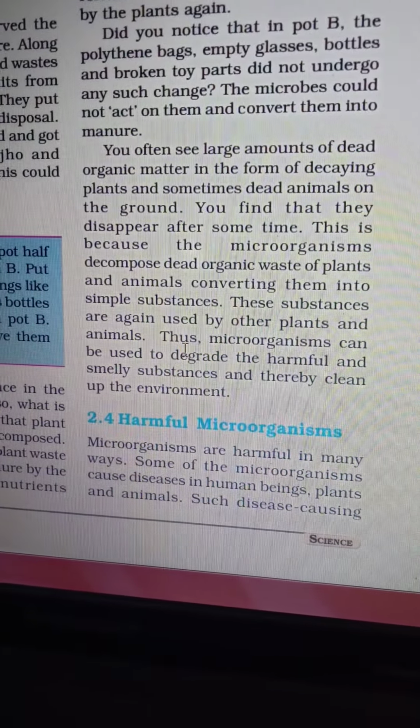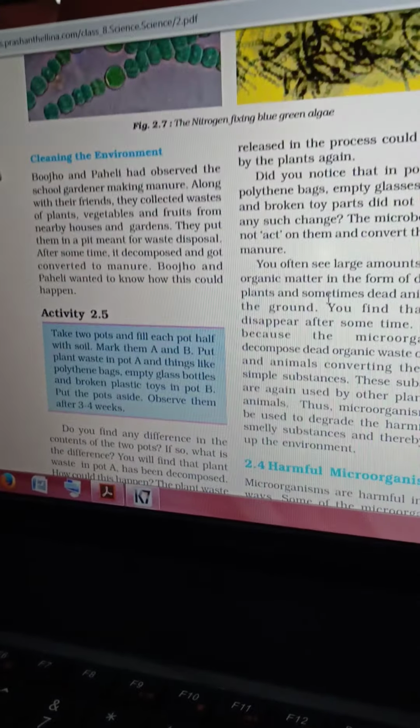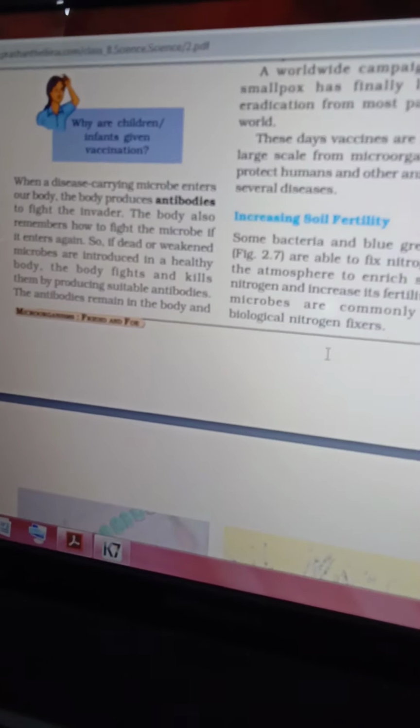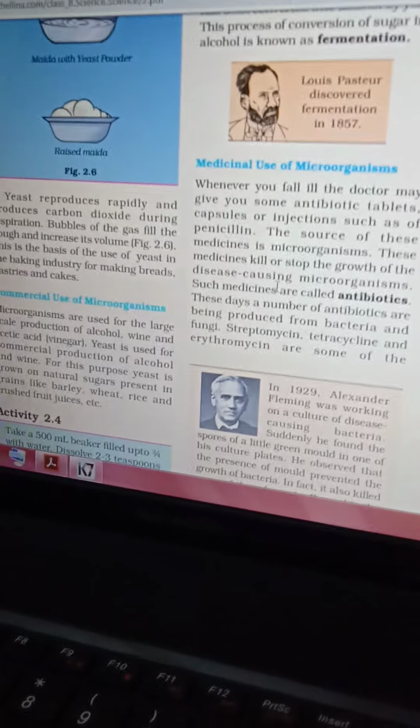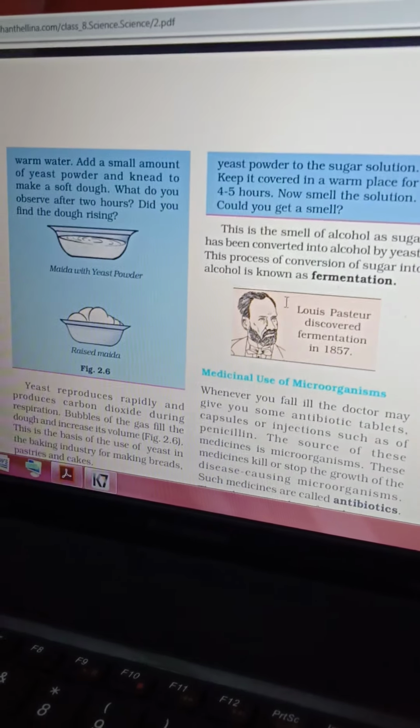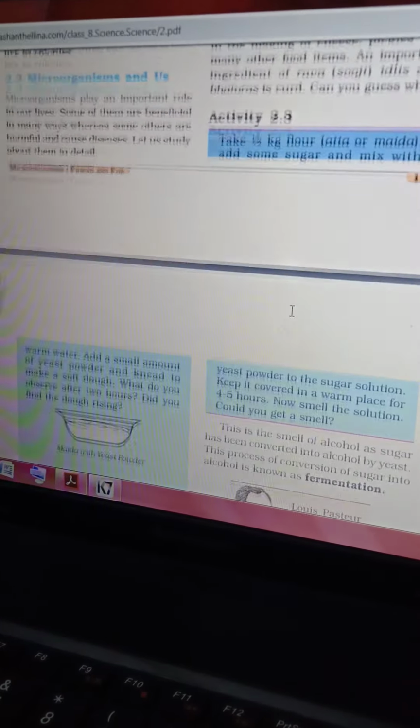I think we have almost discussed everything about the beneficial role of microorganisms, such as cleaning the environment, vaccination, how it enriches the soil fertility, antibiotics, and its role in the alcohol industry, production of alcohol, wine, and in curd and other items.